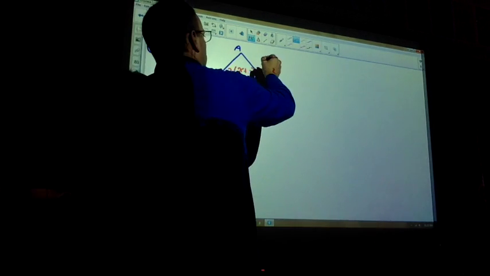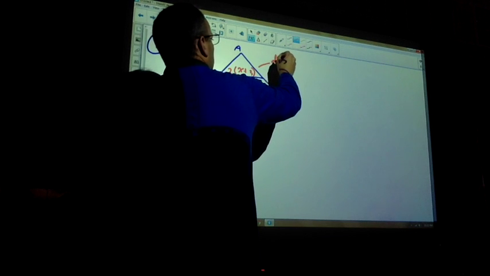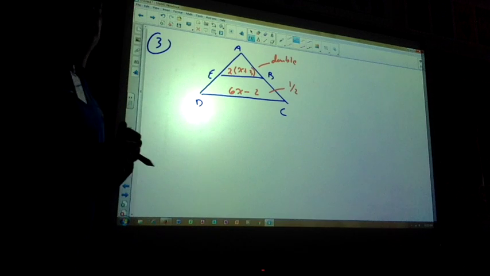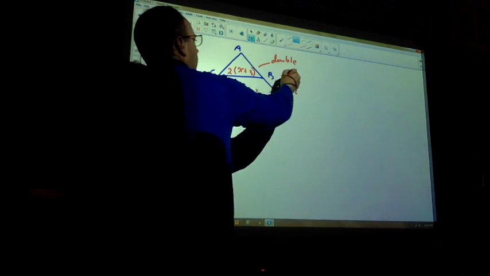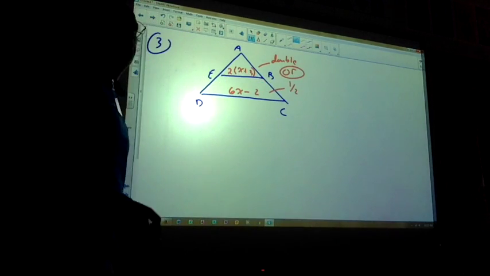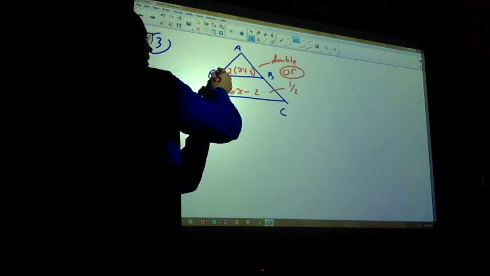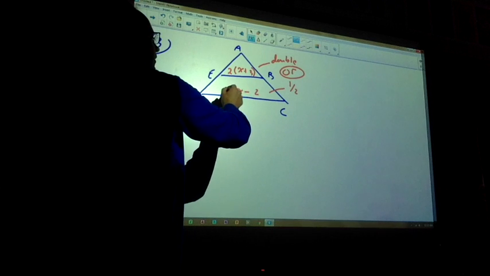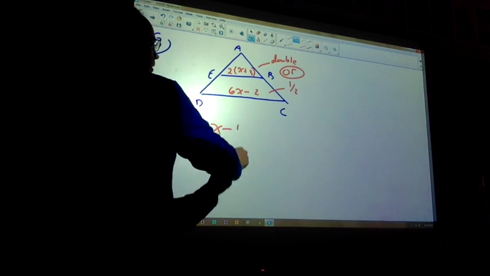So if you double this, or you half this and set them equal to each other, it's going to work. It's one or the other. I can't tell you which one to pick. It's your choice. So if I half this, what do I get? 3x minus 1. Everyone go with that?